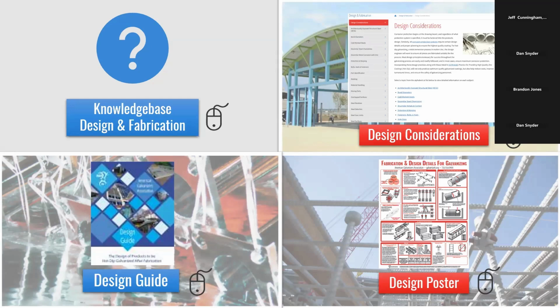The design guide is actually a 30-page publication available to download for free. It's split into sections and very handy to have. And then our design poster is available to order, and it's a poster size that you can put in your shop. It just has those common fabrications that might need a little bit of extra thought involved when galvanizing.